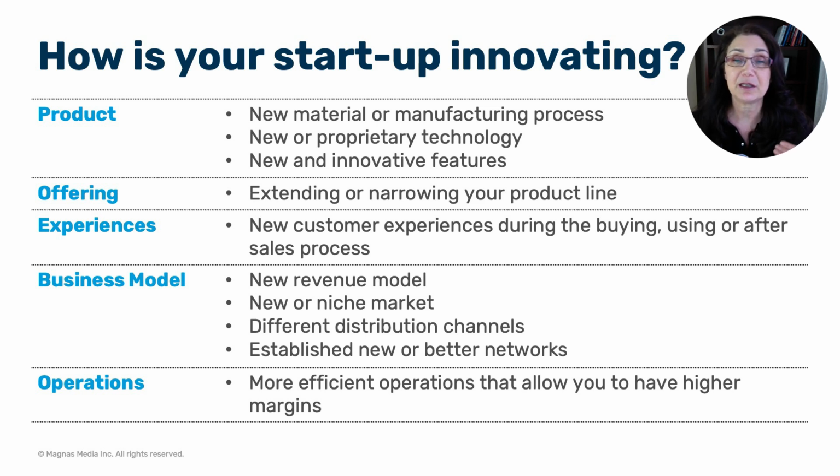So let's start with your product. Is there anything about your product, about the material or the manufacturing process that's innovative? If yes, you can talk about it. Is there anything proprietary about your technology? Do you have any innovative features that other people in a similar industry don't have? Then that would be your product innovation. Do you have innovation in your offering and your solution? Maybe you're creating a wider selection or a unique selection of products and services, or maybe you're narrowing down your products and offerings. That's how you plan to stay innovative.